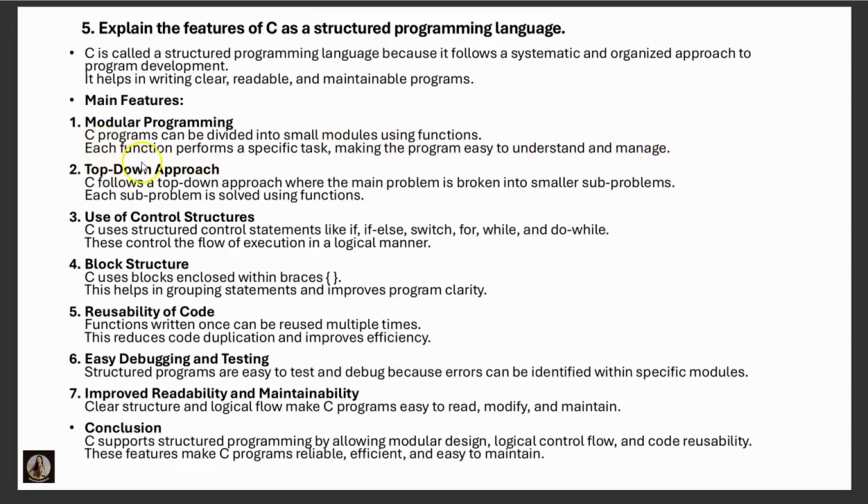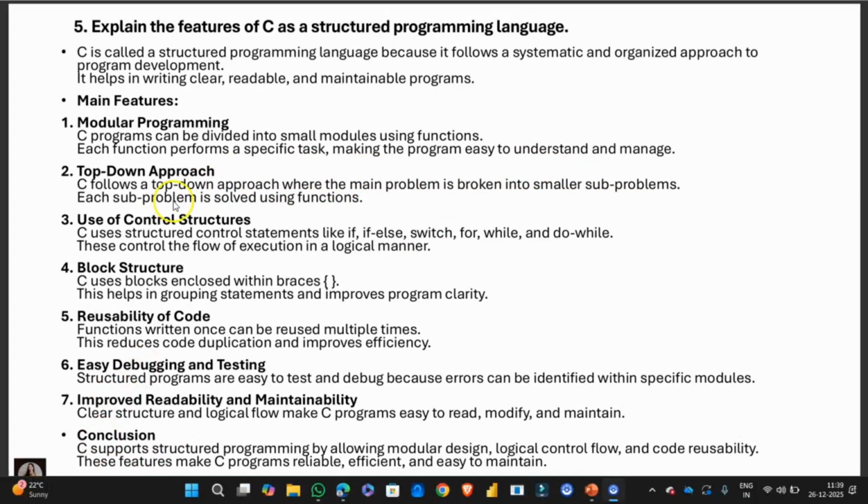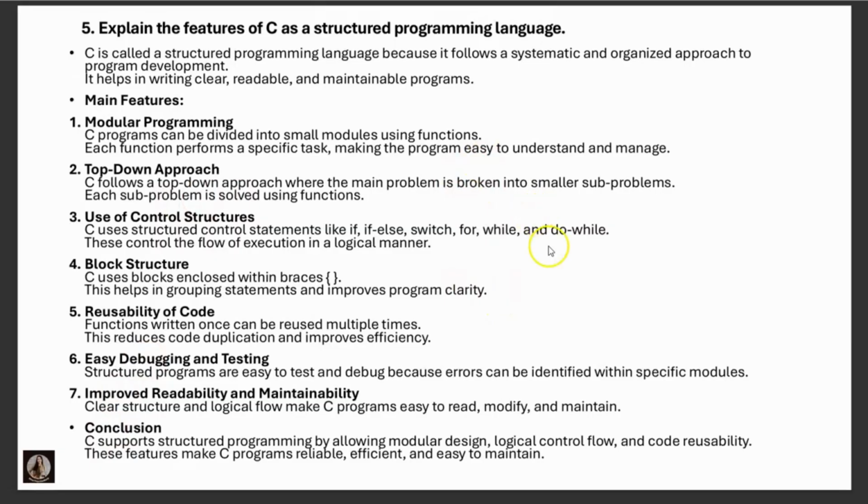Clear? And the second one is the top-down approach, which means C follows a top-down approach where the main problem is broken into smaller subproblems, and the execution of the program starts from the top to bottom. The main part of the program is at the top. That's why it is the top-down approach. Each subproblem is solved using functions.